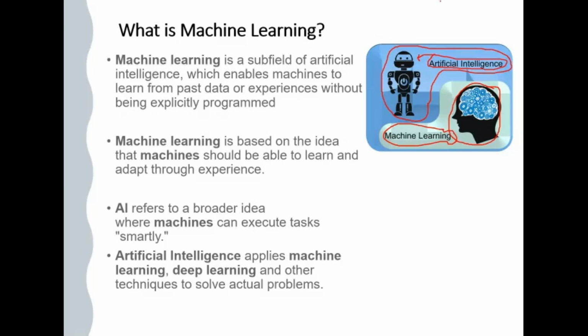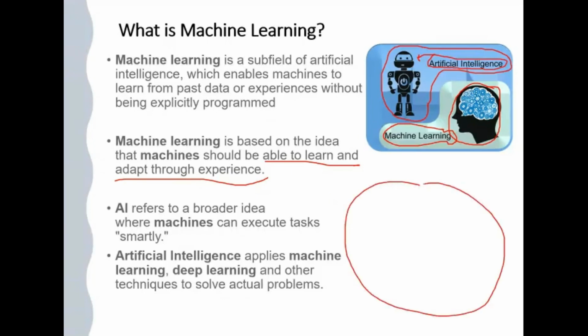So as I said, this is the key thing. You must be able to learn and adapt through experience. But AI refers to a broader idea where machines can execute tasks smartly. Smart machines, you can say. Artificial intelligence applies machine learning, deep learning, and other techniques to solve actual problems. So they are all interrelated. I can say maybe PR is a big set, a subset of that is AI, and a subset of that is ML.